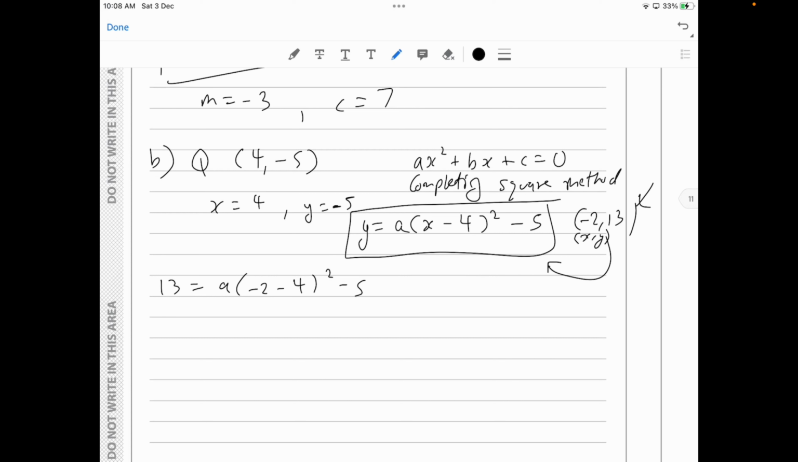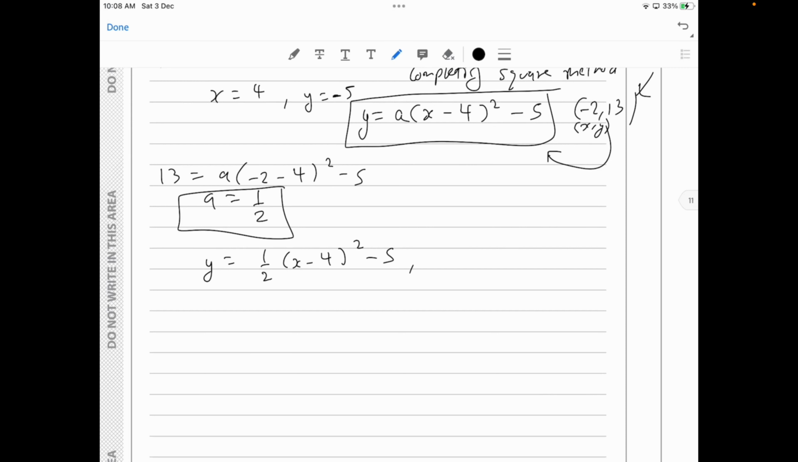If you rearrange all of this, you're going to get a as half. A is going to become half, so indirectly we have found out the completing the square form. So y is equivalent to half brackets x minus 4 squared minus 5. This is going to be your equation. By the way, do not leave it like this. What you have to do is now start simplifying this equation. So I'm going to write y is equivalent to half brackets x minus 4 brackets x minus 4. I'm not going to be factorizing this, so all we need to do is just expand this now.